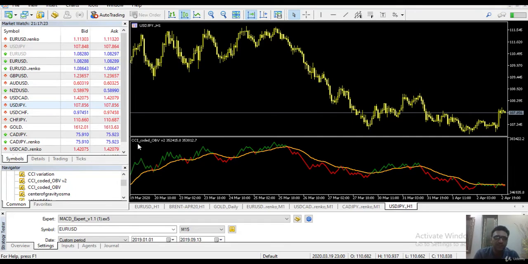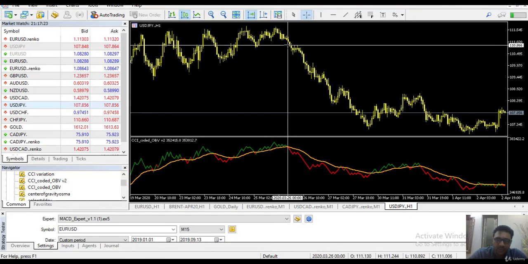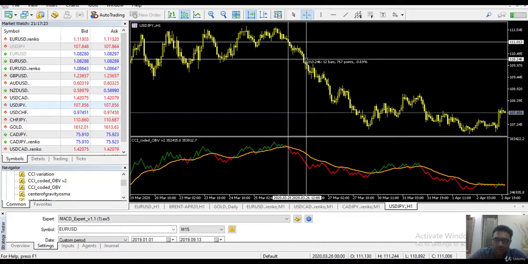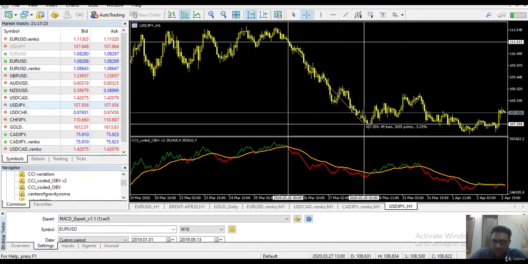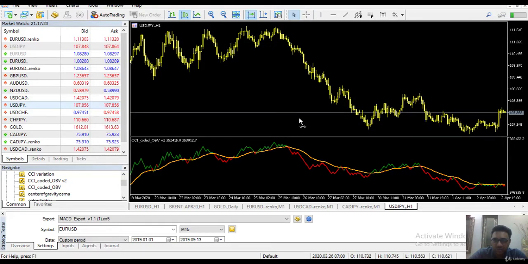So here we have the USD JPY pair, and you can see when it passes down on this area and converts to red, we can have a sell indication over here. This is the area it went down, and all the way down. You can trade like this, or you can trade any way you want.